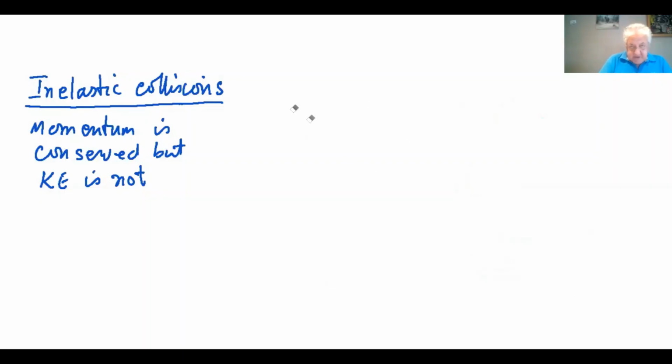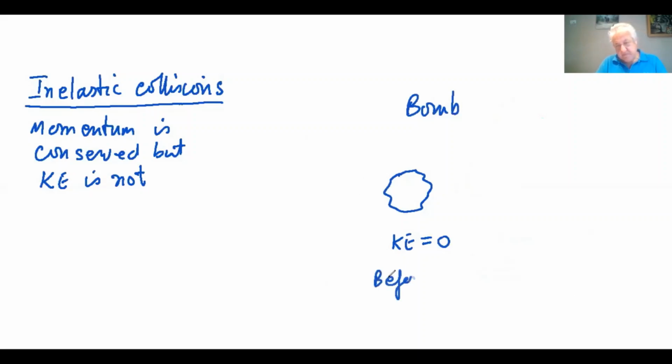Supposing, and this is similar to one of your tutorial questions, I have a bomb. It can be a nuclear bomb, a chemical bomb, any kind of bomb. Let's imagine this thing is stationary. So the kinetic energy before collision is 0.